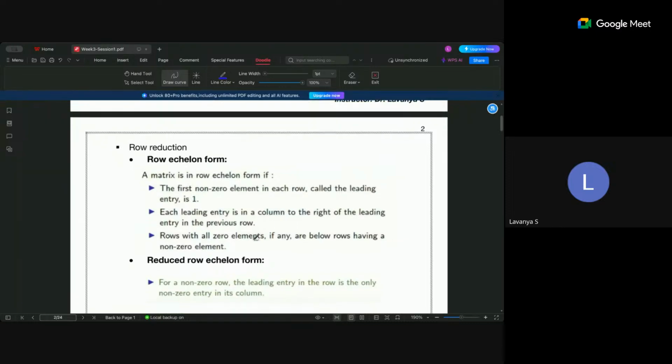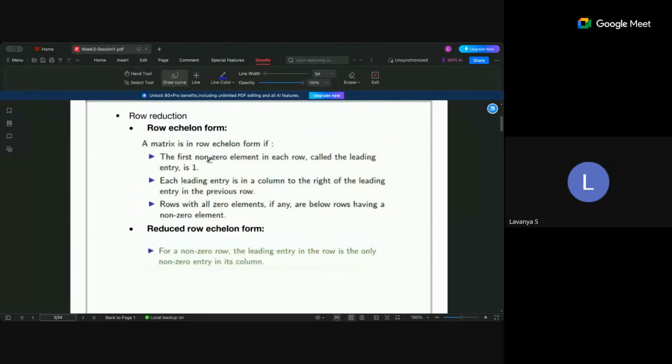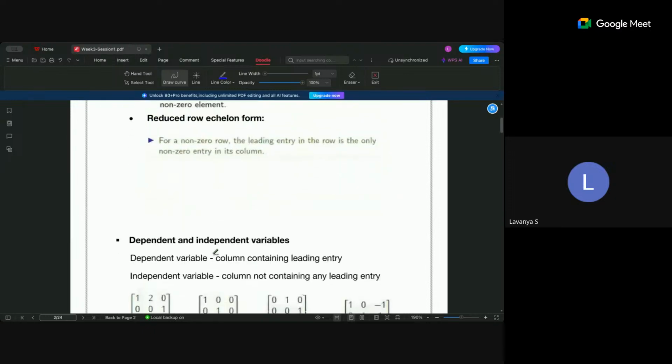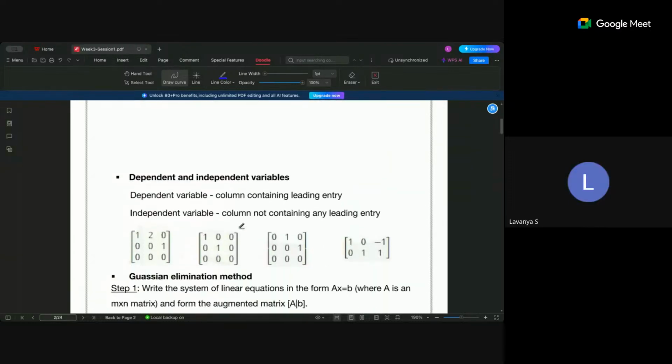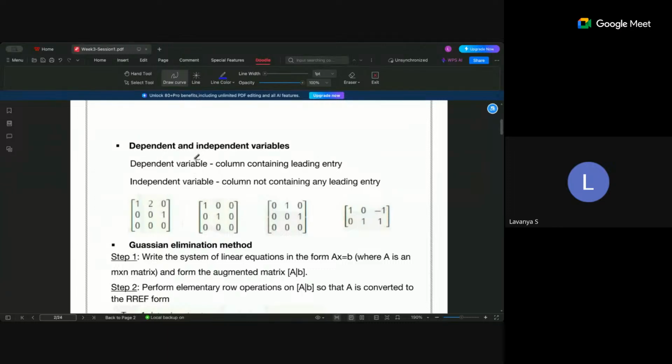For Gaussian elimination, you must first know what is a row echelon form and a reduced row echelon form. There are no doubts in these topics, right? No doubt, ma'am. Okay, fine. Then from the reduced row echelon form, RREF, you can find the solutions.